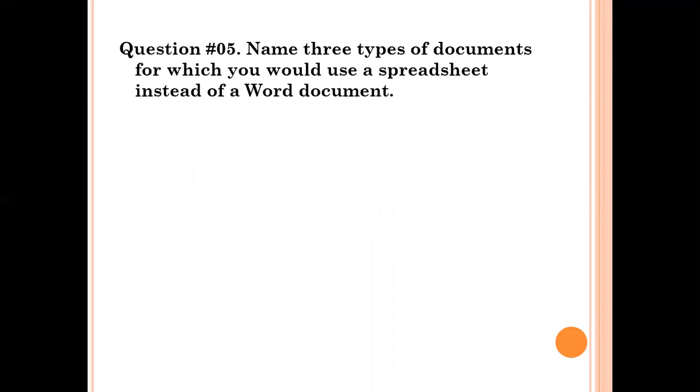Question number 5 is, name 3 types of documents for which you would use a spreadsheet instead of a Word document. The answer is, point number 1, mark sheet. Point number 2, monthly bill. Point number 3, price list.